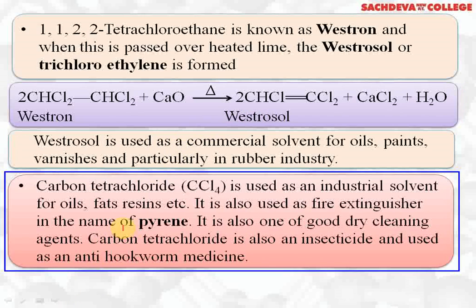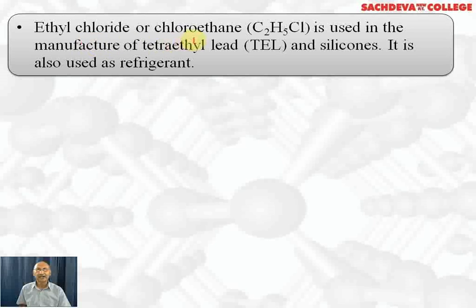Carbon tetrachloride is used as an industrial solvent for oil, fats, resins, etc. It was used as a fire extinguisher under the name pyrene, but it has been stopped because of formation of poisonous phosgene gas. It is also one of the good dry cleaning agents. Carbon tetrachloride is used as an insecticide and as anti-hookworm medicine. Ethyl chloride or chloroethane is used in the manufacture of tetraethyl lead and silicones. It is also used as a refrigerant.